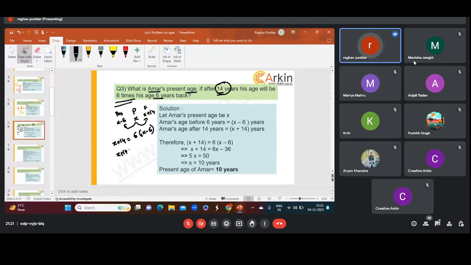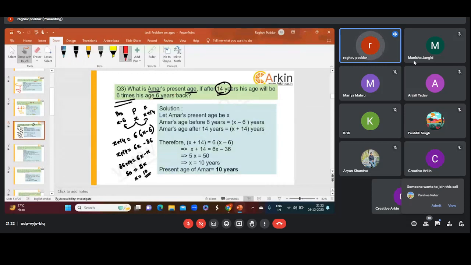Now remember this thing, that what you do, you take 6 into x but you forget to give 6 into 6, which is equal to 36. 36 you carry this side, so 36 plus 14 is equal to 6x minus x. That means 50 is equal to 5x. So value of x will be equal to what? 10.